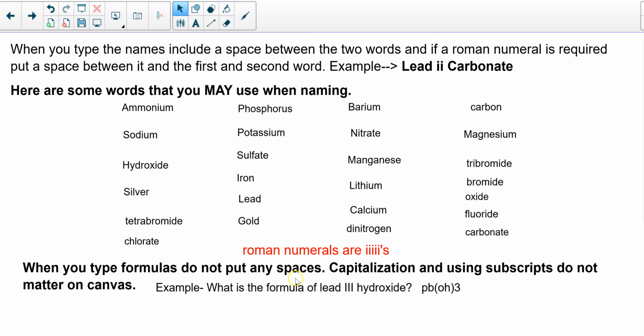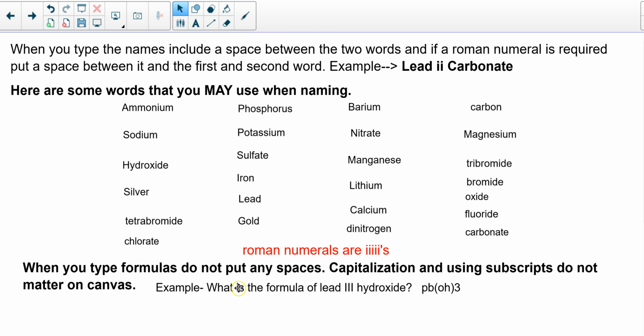When you type a Roman numeral, which you should need on at least one question, maybe more than one, but at least one, they're just lowercase i's. So it's i for a 1, 2 i's for a 2, 3 i's for a 3, an iv for a 4, and a v for a 5. I don't think I even have any that high, but just in case.